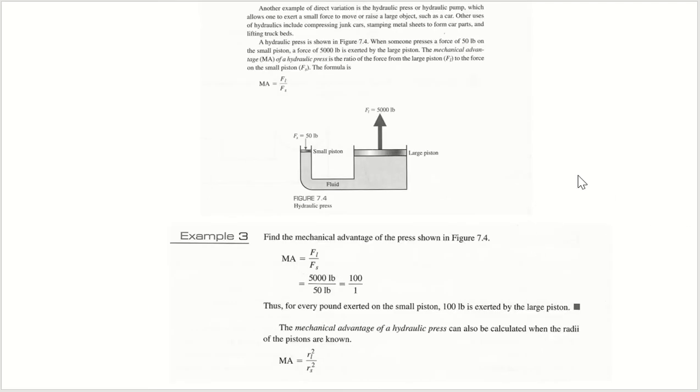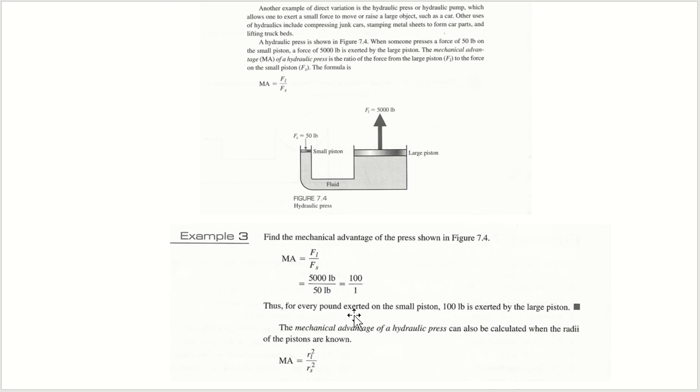Another example is direct variation of a hydraulic press or hydraulic pump. Here we have force on the small piston, force on the large piston, and you can tell that the volume of fluid in the small cylinder versus the large cylinder is quite a bit different, but that gives you the mechanical advantage. Mechanical advantage is equal to force large over force small. In this example, force large is 5,000 pounds, force small is 50 pounds, which gives us a mechanical advantage of 100 to 1.